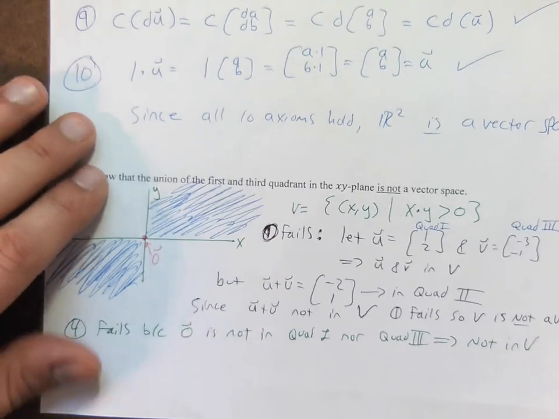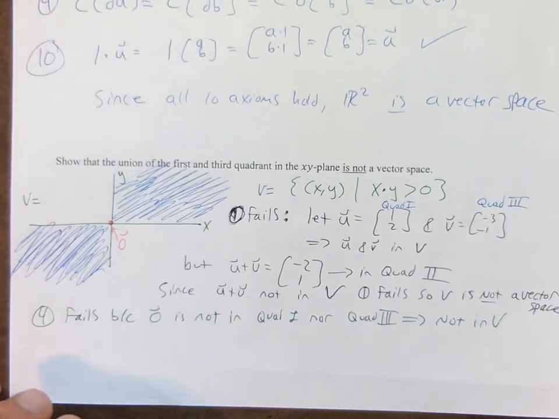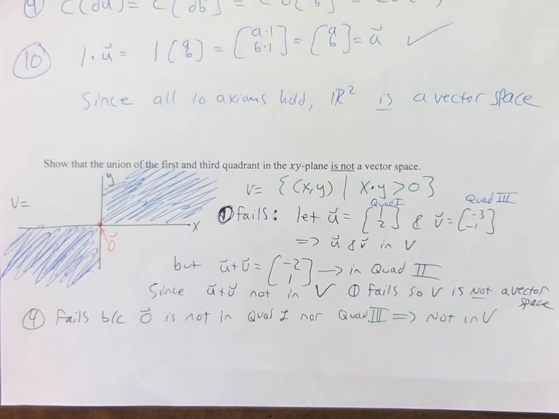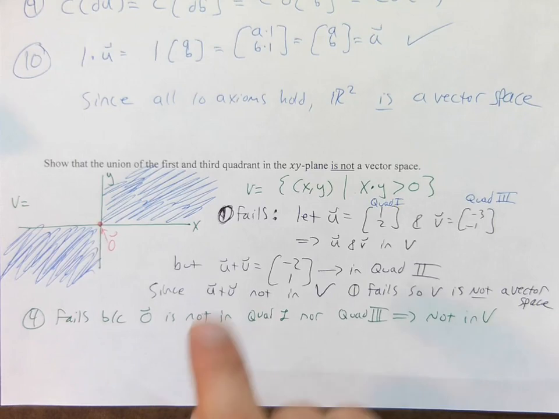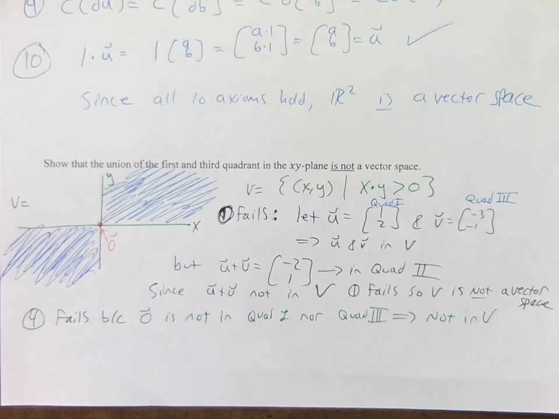So maybe I won't write that down. That's kind of a technicality. 1 and 4 are kind of the most obvious ones. 5 kind of fails just because 4 fails in some sense, but that's more of a technicality, so I'll just leave it like that. But very clearly, 1 and 4 fail, and so that's more than enough to show that this is not a vector space.